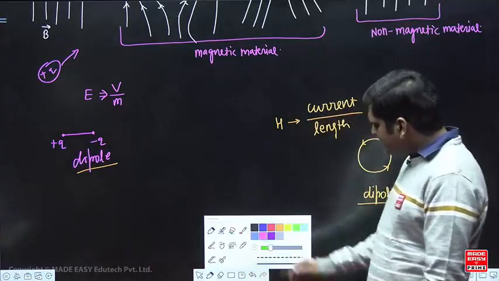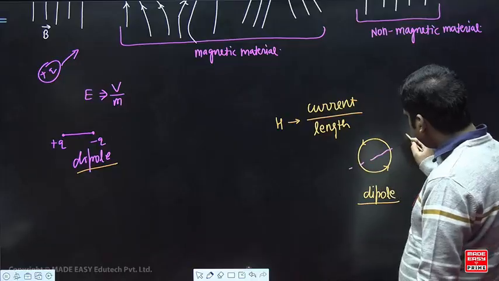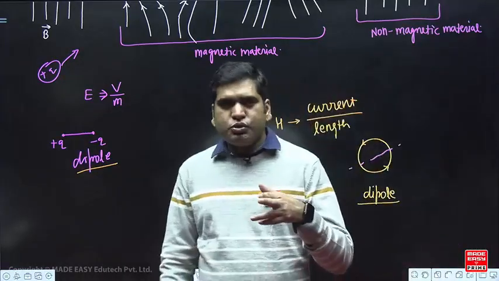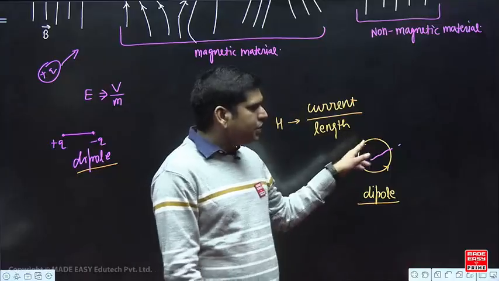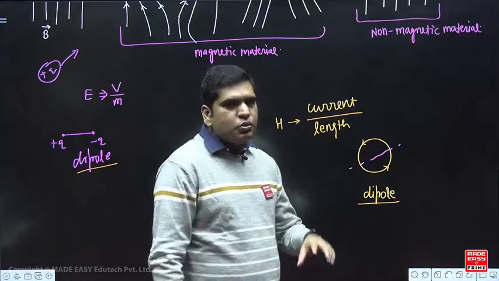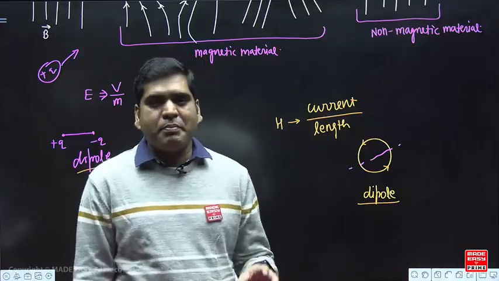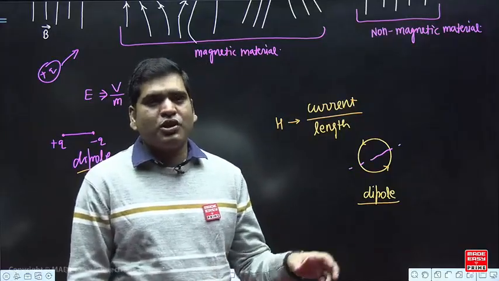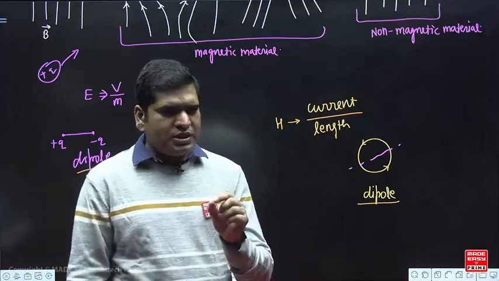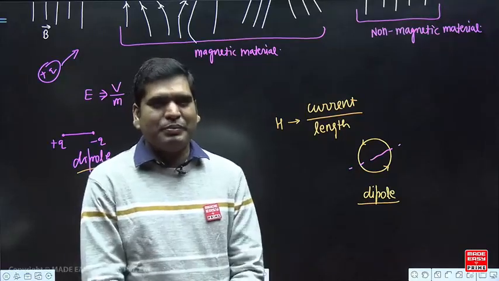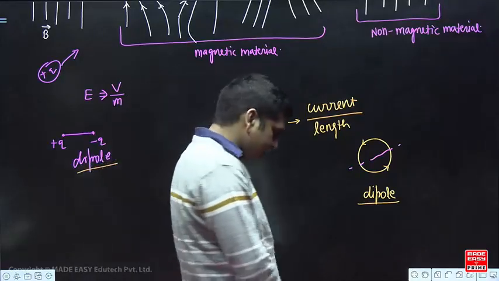Suppose I want to cut it to make a magnetic monopole. It does not exist. Why? As soon as I cut, the current flow will stop, so we will not get any magnetism. It means magnetic monopole does not exist in reality. Even the smallest magnet will have a magnetic dipole. It cannot be a magnetic monopole. First thing. Second thing.